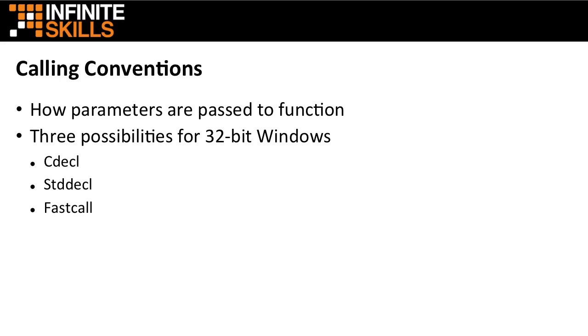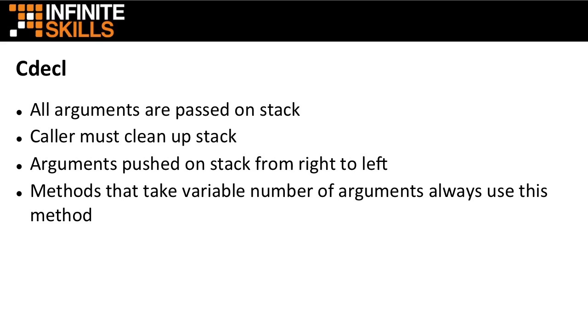Now, a calling convention is how we pass parameters to any functions that we call. When it comes to 32-bit Windows, there are three basic possibilities. One of them is called cdecl, the other one is called standard call, and there's another one that's not as common that we'll talk about as well, and this one is called fast call. So what do these look like?